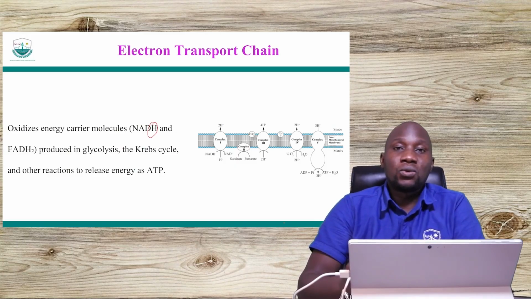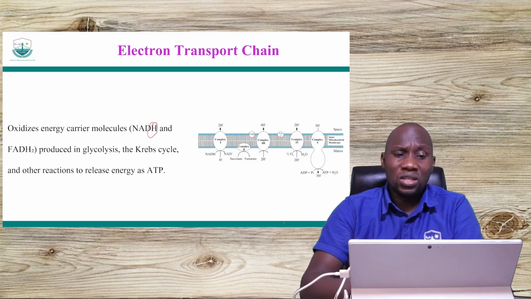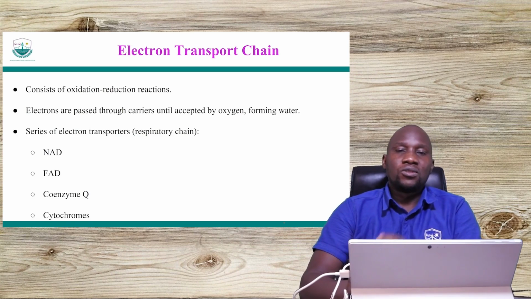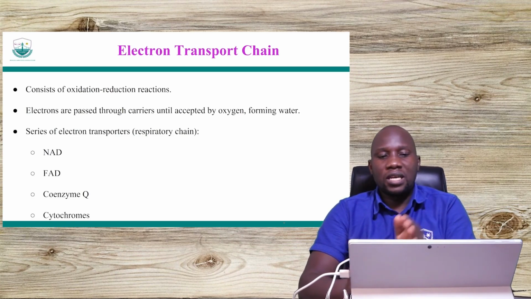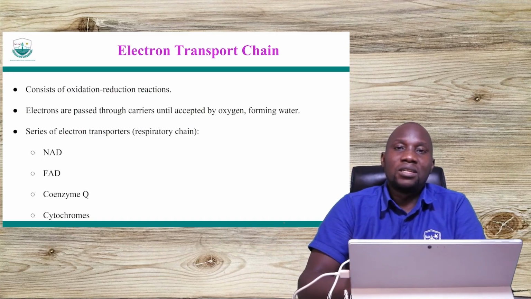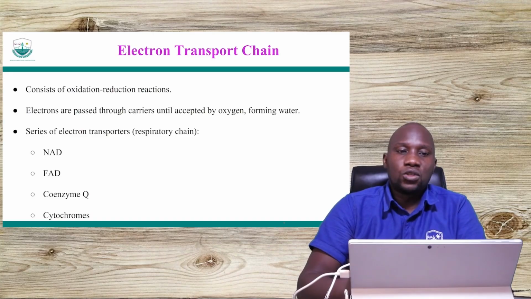Okay, yes. So it is this movement of electrons from one carrier or one transporter to the other that actually creates the energy in the form of ATP. And we are going to see why that is happening. Okay? So the passage of electrons until they are finally accepted by oxygen to form water is what ultimately represents the electron transport system. This is the point here.